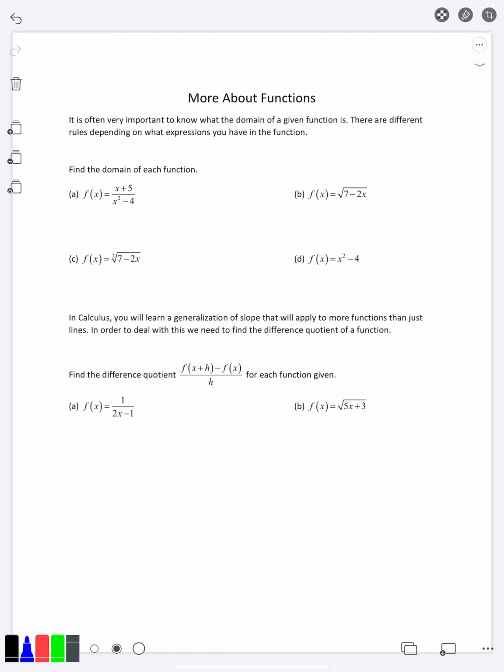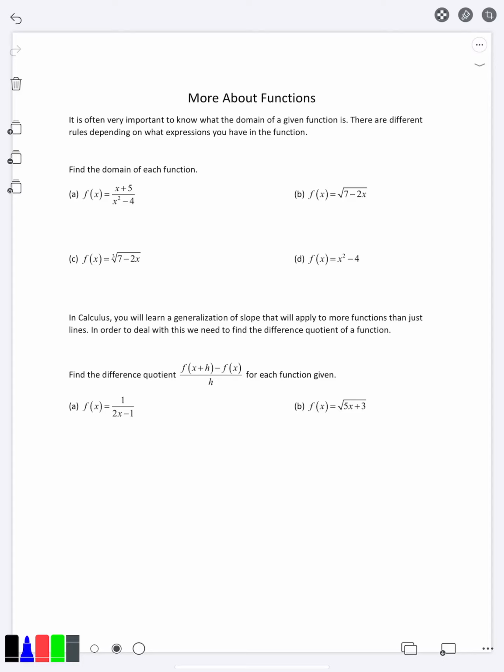In this video, we're going to continue talking about functions, focusing on two things, the domain and the difference quotient. So, as I said in the last video, when you are trying to find the domain of a function, in general it could be a very difficult problem, but there are going to be certain specific rules that we're going to learn that are based on certain algebra steps that are in your function, and if we use them, it can make the problem a lot more manageable.